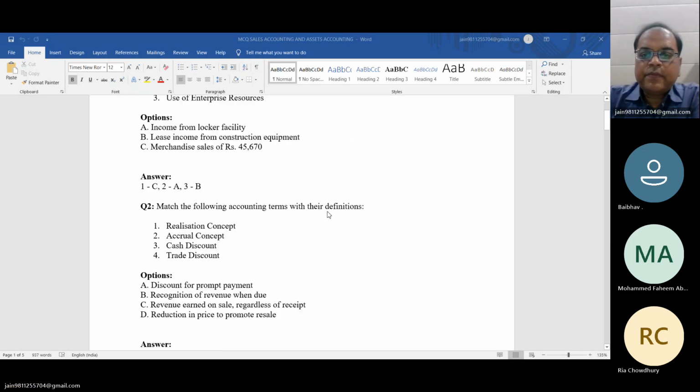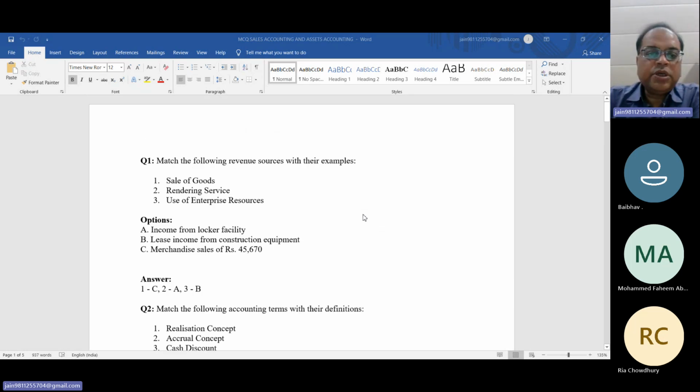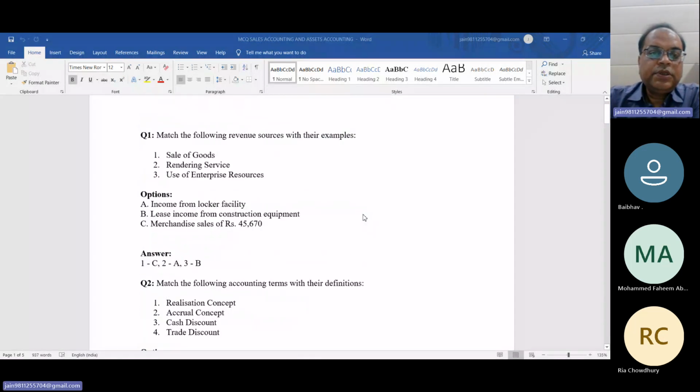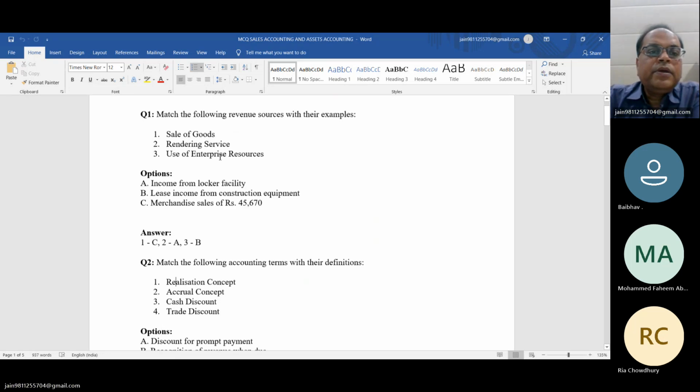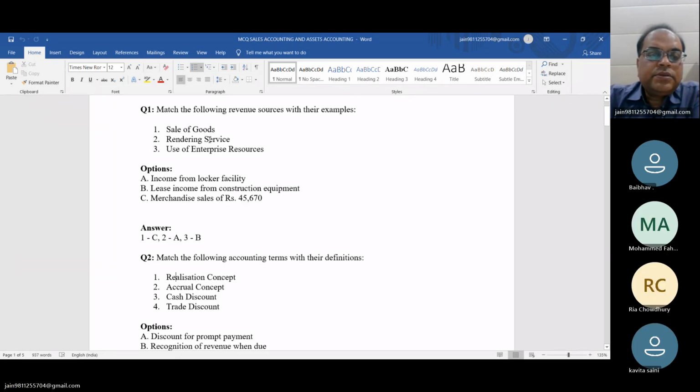Now I am going to read one by one multiple choice questions. Now some of the questions are matching questions. So match the following. Match the following revenue sources with their examples.